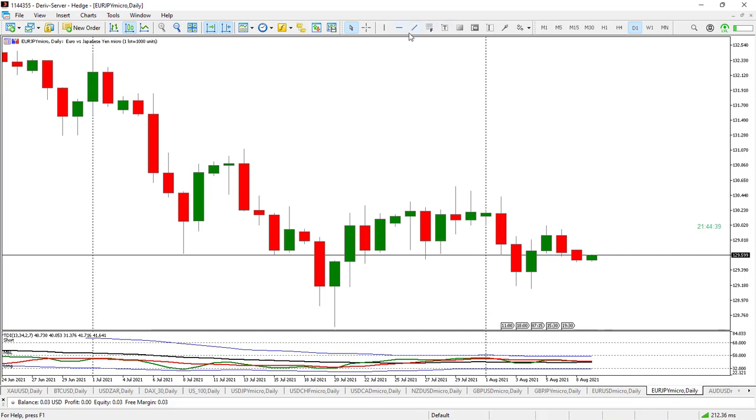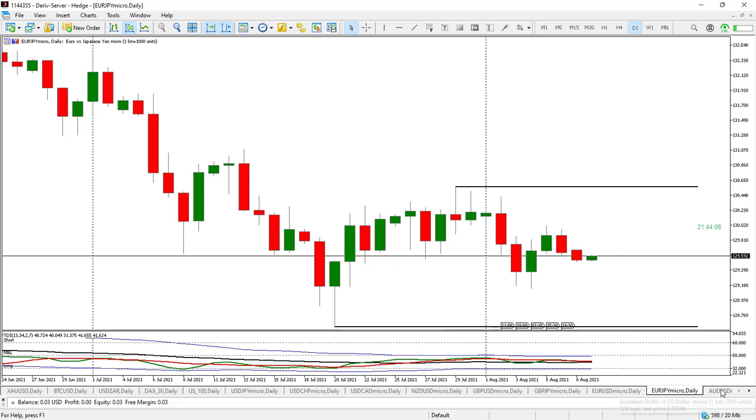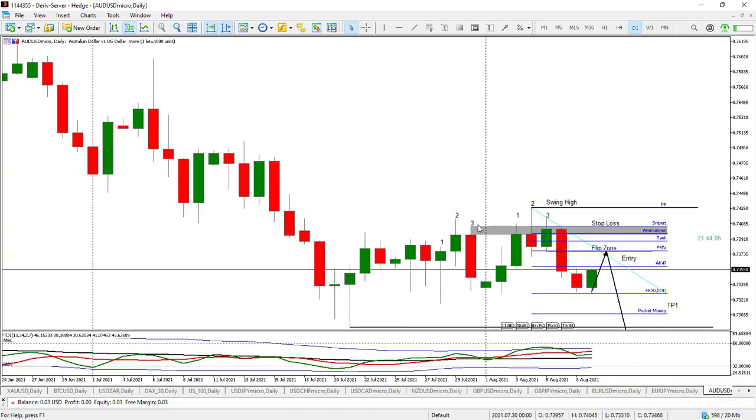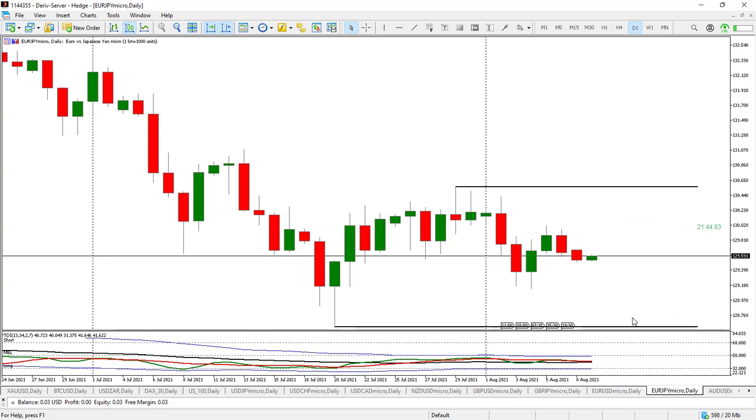JPY. Guys, I won't be repeating the very same thing that I did from the previous pair. You will just recap from what I did on the first chart, like identifying all this, so it will be your duty to do that.